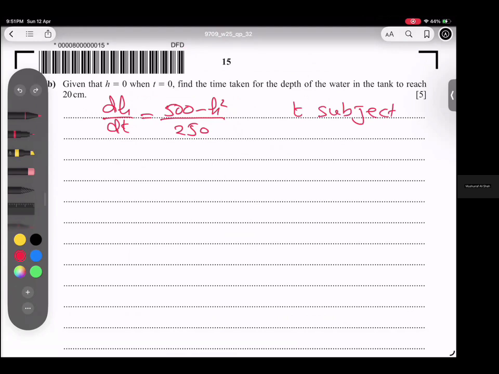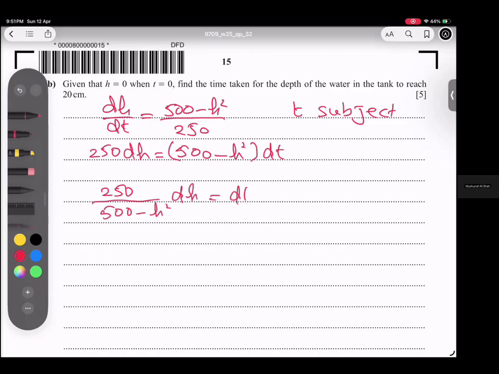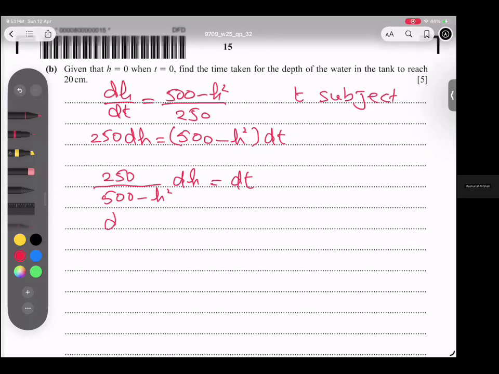So step number 1, cross multiply. I can say 250 dh is equal to (500 minus h square) into dt. So this height will go fully down, and I get 250 over (500 minus h square) dh equal to dt. I can shift the side, so dh dt here, and 250 over (500 minus h square) dt. So this is done, students.